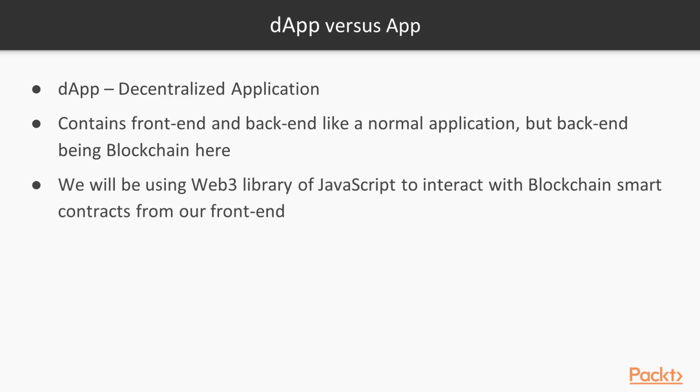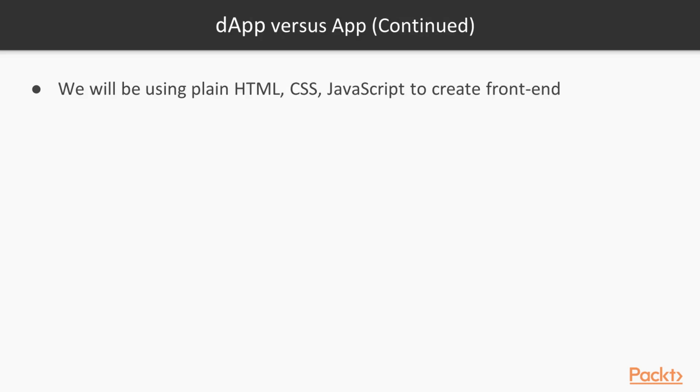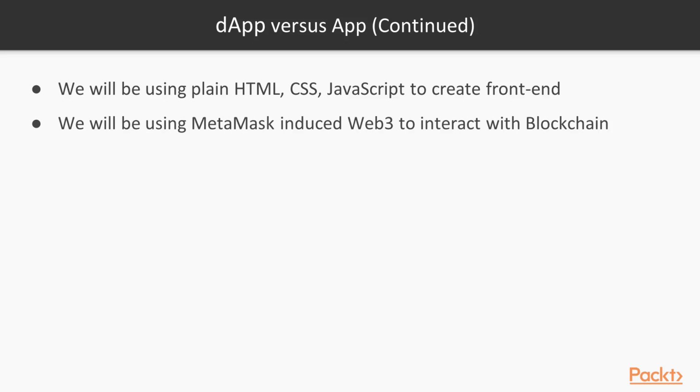contracts. So generally in a normal application, the backend will be an RDBMS, relational database, MongoDB, NoSQL, etc. And these two will be connected using JDBC or anything like that. So in our front end, we'll be using HTML, CSS, JavaScript like a normal front end in a normal application. We will be using MetaMask also. So the injected Web3 from MetaMask will be used here to interact with the blockchain.